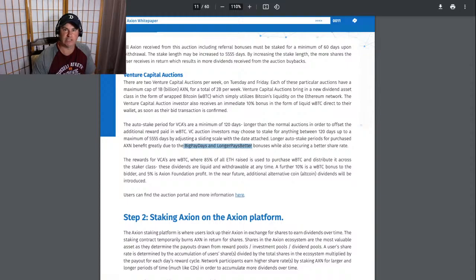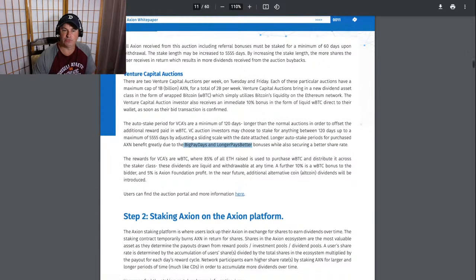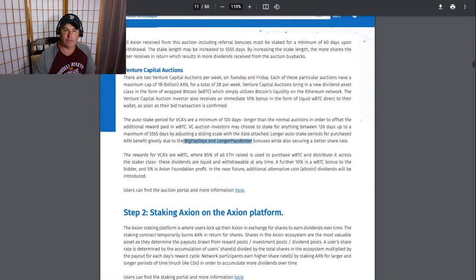So everyone is chasing down shares in Axion to get more of those rewards. The rewards of VCAs are wrapped Bitcoin, where 85% of all Ethereum raised is used to purchase wrapped Bitcoin and distributed across the staker class. These dividends are liquid and withdrawable at any time. So this is very different from the regular auction.